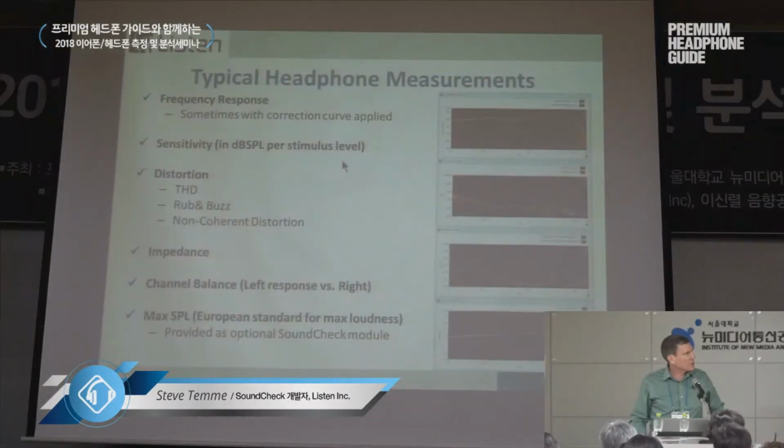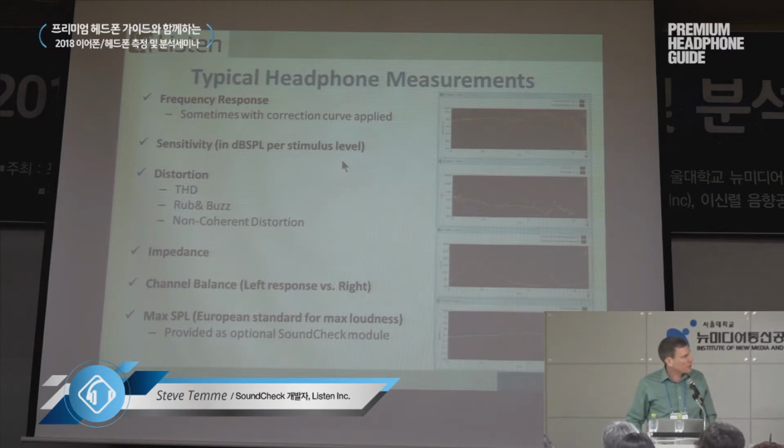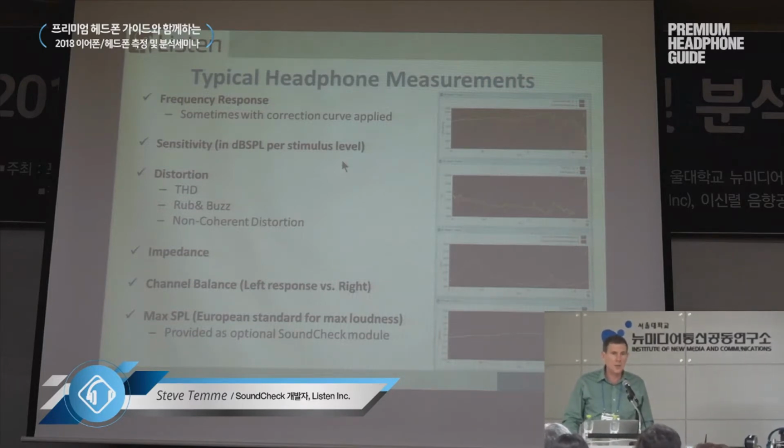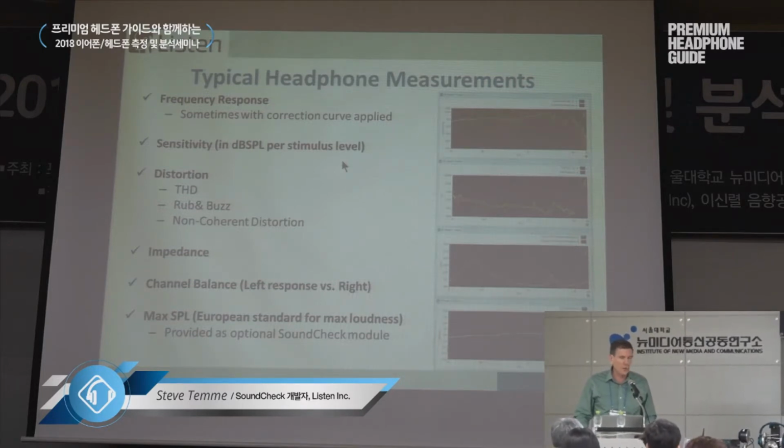So I think most of you are familiar with what I'll call typical headphone measurements. Can you hear me in the back okay? Do I need to hold the microphone? So everyone's pretty familiar with frequency response, and sometimes we need to provide a correction curve, as Peter mentioned, like a diffuse field or free field correction curve. I can talk a little bit about that, but I think Peter's covered it very well.